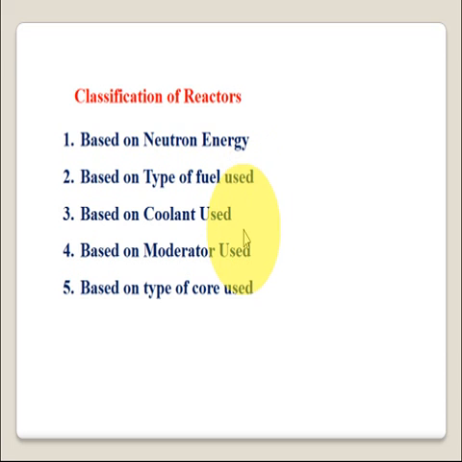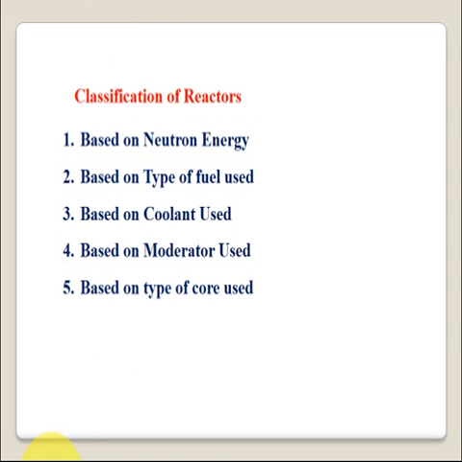Then the next type is based on coolant used. The coolants used are light water, heavy water, graphite, and liquid metals. According to that, we have types of reactors. The fourth type is according to moderator, which is used to slow down the neutron. The moderators used are light water, heavy water, and graphite. Then based on the type of core used in a reactor, that is homogeneous and heterogeneous reactor.